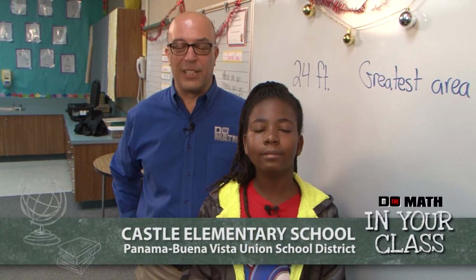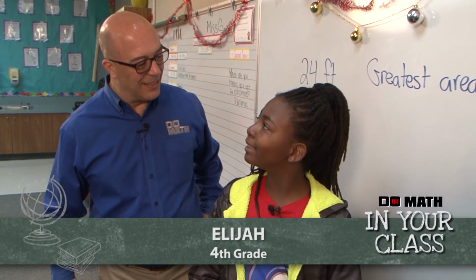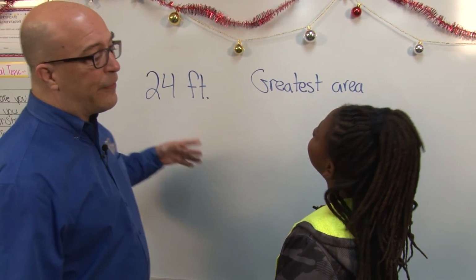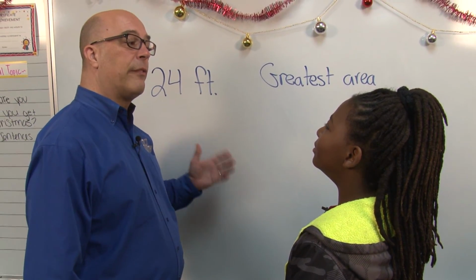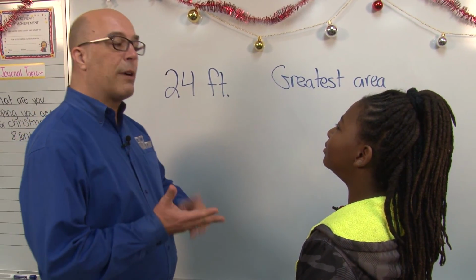Well, today we're at Castle Elementary, home of the Knights, and I've got fourth grader Elijah with me. How are you? I'm doing good. You ready? Yep. All right, let's take a look up here. We have 24 feet of fencing, and we want to find the greatest area that we can cover with the 24 feet of fencing. So before we start anything, let's talk a little bit about first perimeter and area.